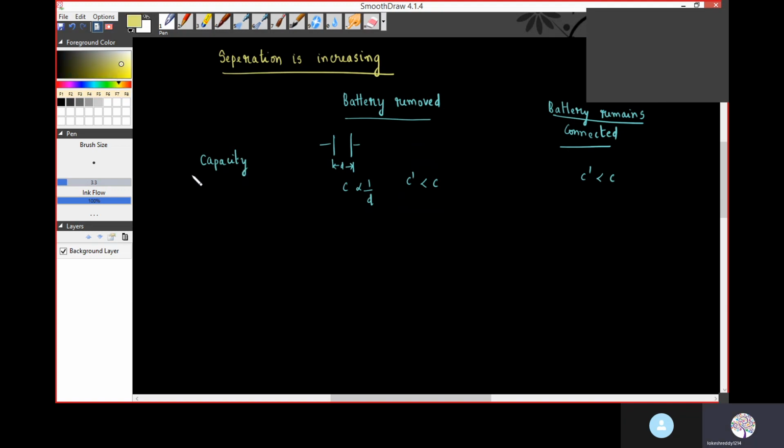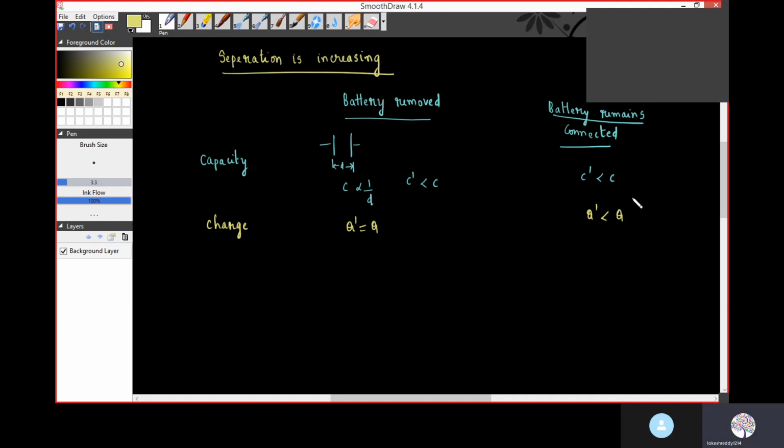Then I will come to charge. What happens to the charge if the battery is removed? Battery is not connected, then the charge remains the same, constant. So Q dash is equal to Q. Now here battery remains connected, then Q dash will be less than Q.